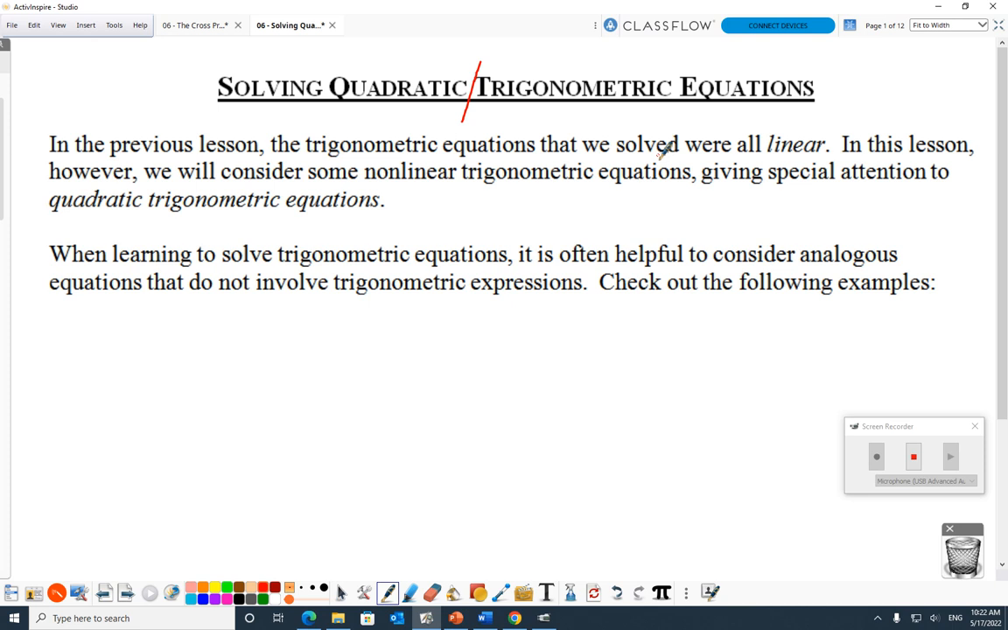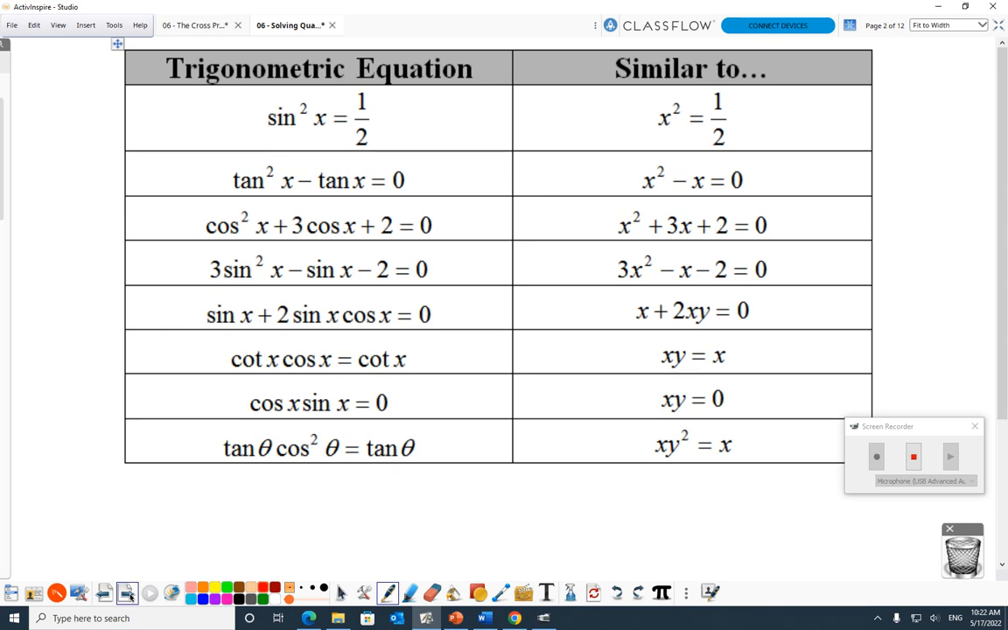So when learning to solve quadratic trigonometric equations, it's often helpful to consider analogous equations that don't involve trig. What do I mean by that? This looks intimidating: sine squared x equals 1/2, or tan squared x minus tan x equals 0. And you'll find in the lesson, instead of thinking of them like this, I might think of x squared equals 1/2, and go, what would I do if it was x squared equals 1/2, and use that to attack this.